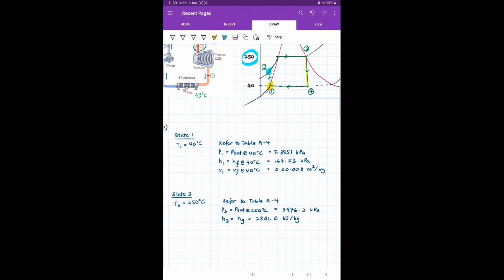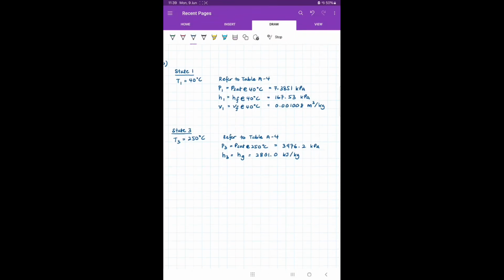And then we also know that going from point 3 to point 4, what we have is an isentropic process. So we may need the entropy. Yeah, so let's take that value as well: 6.0721 kilojoule per kg Kelvin.